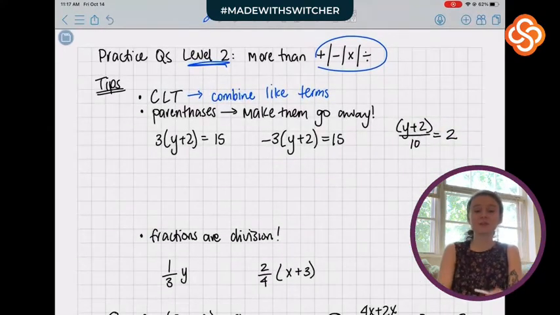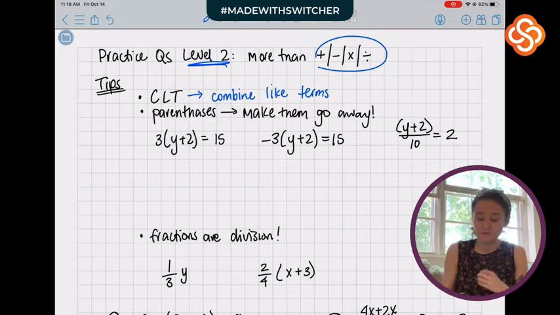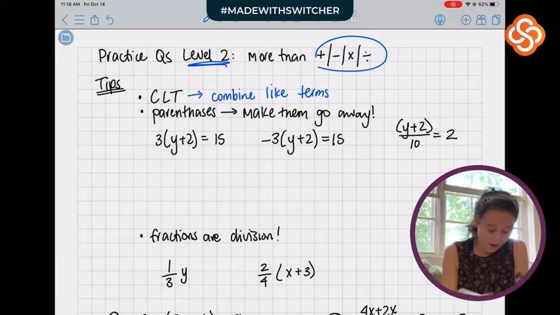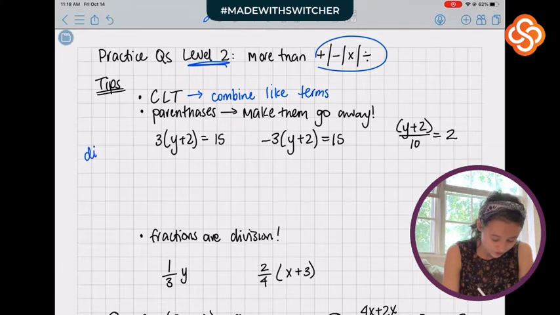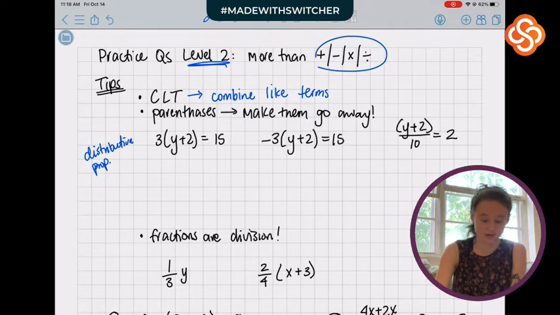Parentheses. If you see parentheses, you want to make them go away. Do not keep solving with parentheses in your equation. So there's a few different things you can do. Let me show you. So anybody know distributive? I'm going to show you how to use distributive property. So if you have parentheses, that's one really easy way that you can handle it.